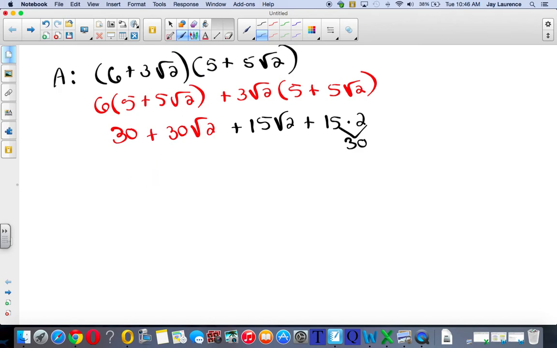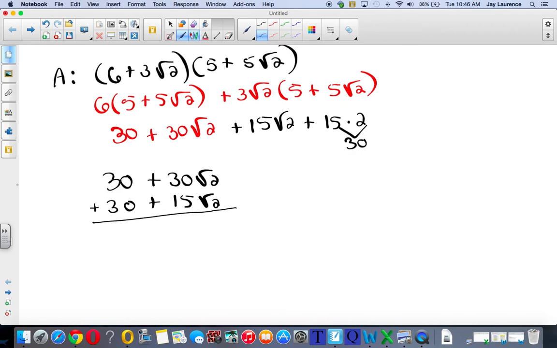So I've got a 30, a positive 30 rad 2, a positive 15 rad 2, and another 30. It's just a coincidence that I have two 30s. There's no specific reason. It's not a magic trick. There is my area.